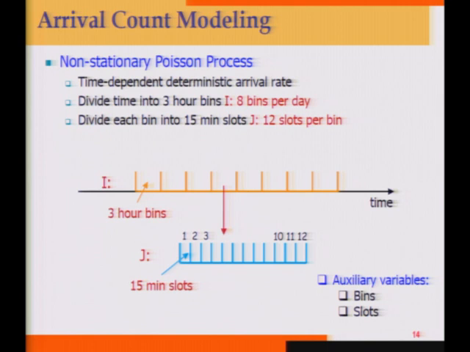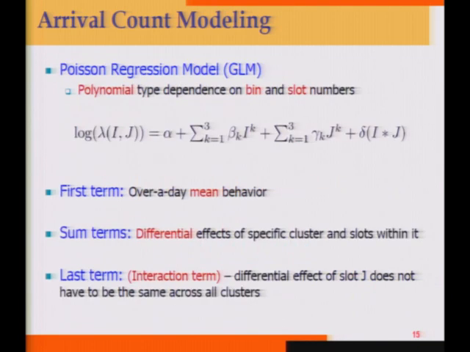If I denote the bins by i and the time slots by j, then when I'm doing a Poisson regression model, these will serve as my auxiliary variables, which is shown in this equation. Lambda is the time-dependent average arrival count. Ij is kind of time, so you can think of this as t.